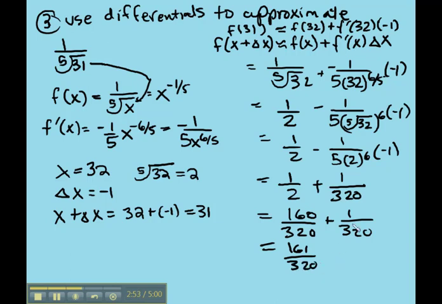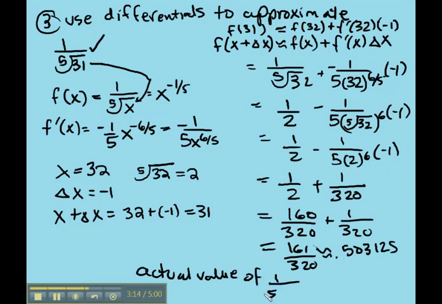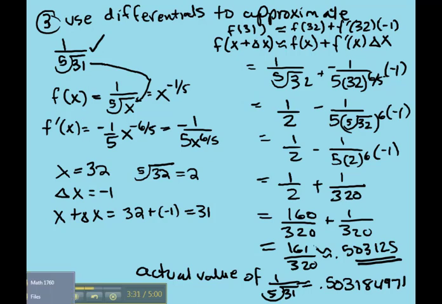And again, the whole goal of this is that you could potentially do this division by hand more easily than this original problem, alright? But you can use a calculator if you want here, and this is approximately 0.503125, and the actual value of 1 over the 5th root of 31 is 0.503184971. So our approximation was actually very close. So that is the end of the extra example, and we'll see you in the next video.